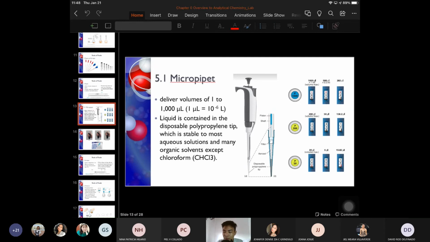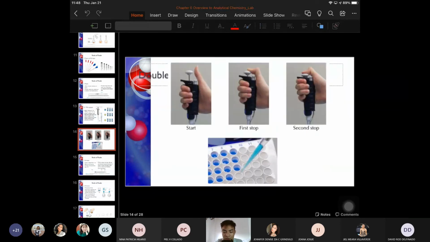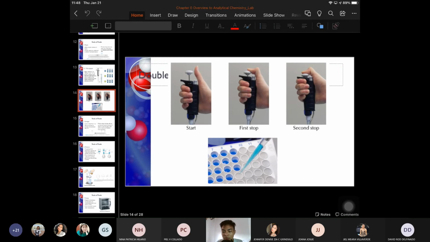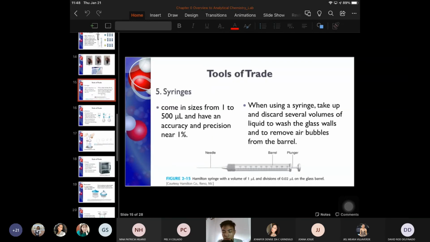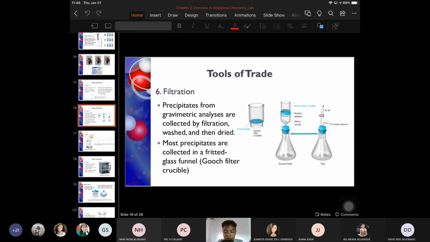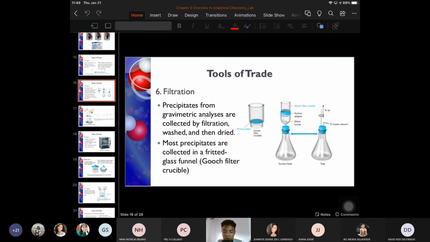No? Micropipette, this is used to transfer much smaller volumes of liquids. Okay? So dalawang pindot 'yan. First pindot will suck the liquid from your container. The second pindot, no, that will release the liquid from the pipette tip, no. Syringe, alam nyo na yan, syringe can be used to transfer liquids, no? Whether yan ay galing sa tao, galing sa hayop, or sa kung saan pa man, no? Or sa vials, no? Filter, sa filtration, we can use the Gooch filter crucible.